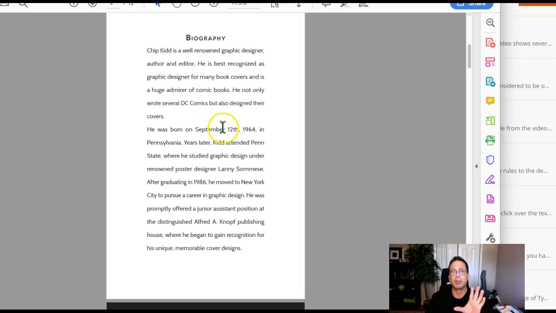Biography, page 1. Okay, now your justified type settings look pretty good. There are no rivers, no unusual spacings. I think you're looking fantastic.